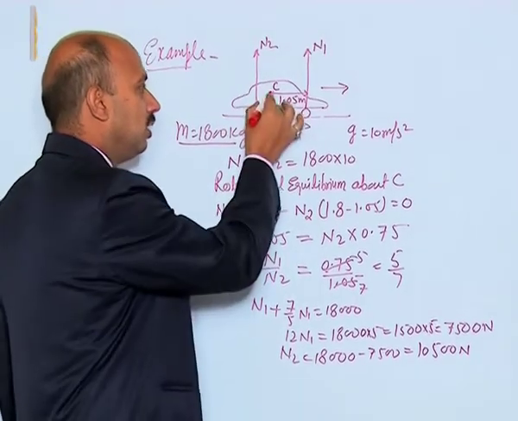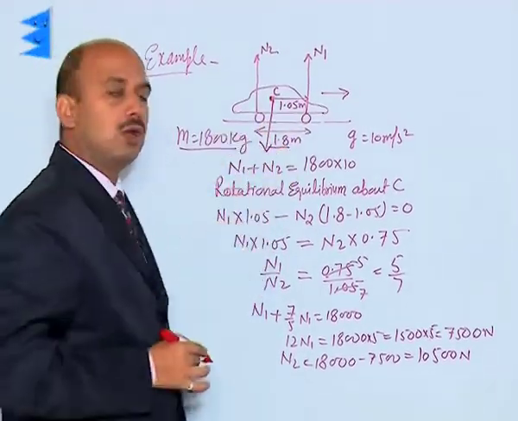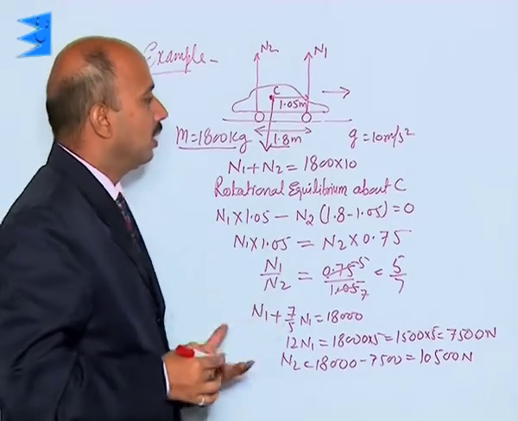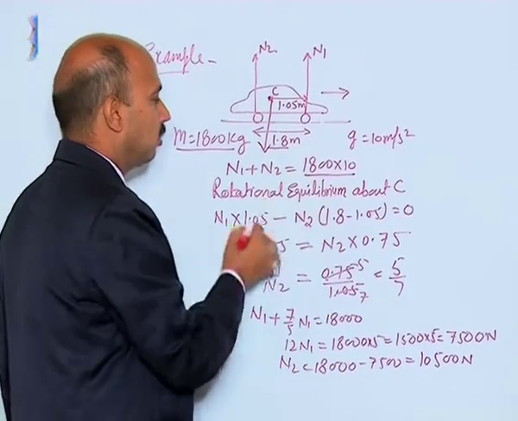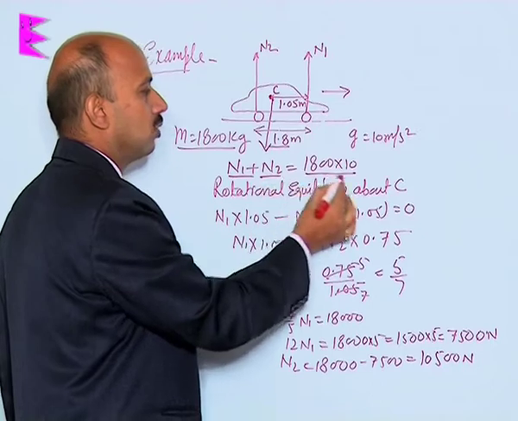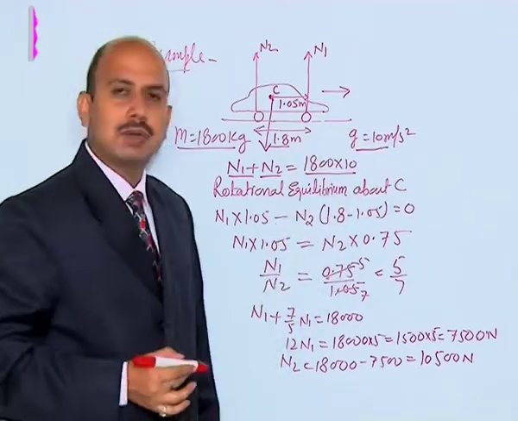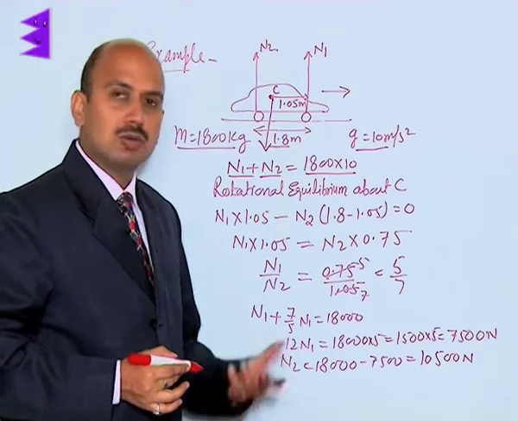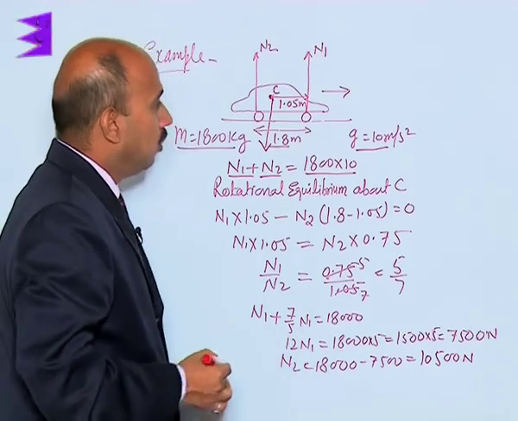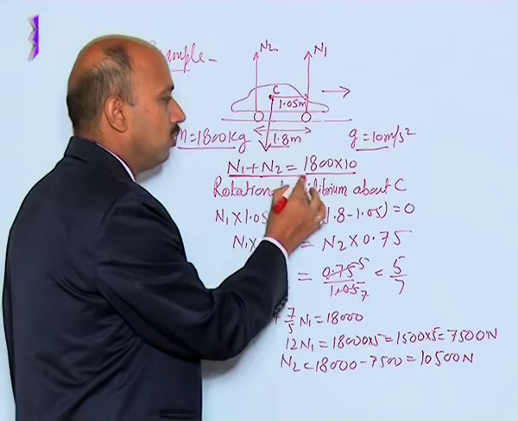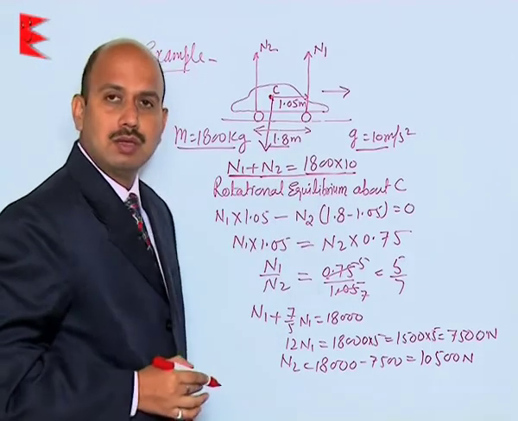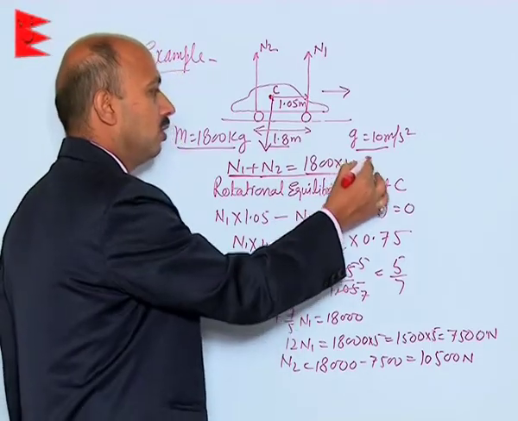And at the center is the weight of the car, that is 1800 into 10. So I have written N1 plus N2 is equal to 1800 into 10. I have taken g is equal to 10 meter per second square for easy calculation. So N1 plus N2 is equal to 1800 into 10. These are the forces in Newton.